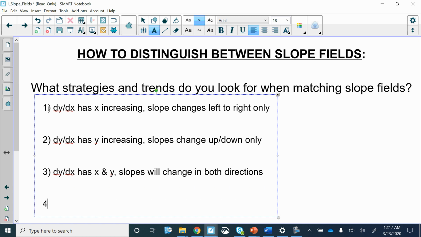And finally, the last thing that I have to add here is to find conditions to make the slope 0 or undefined, because those are very easy to see on the slope field.